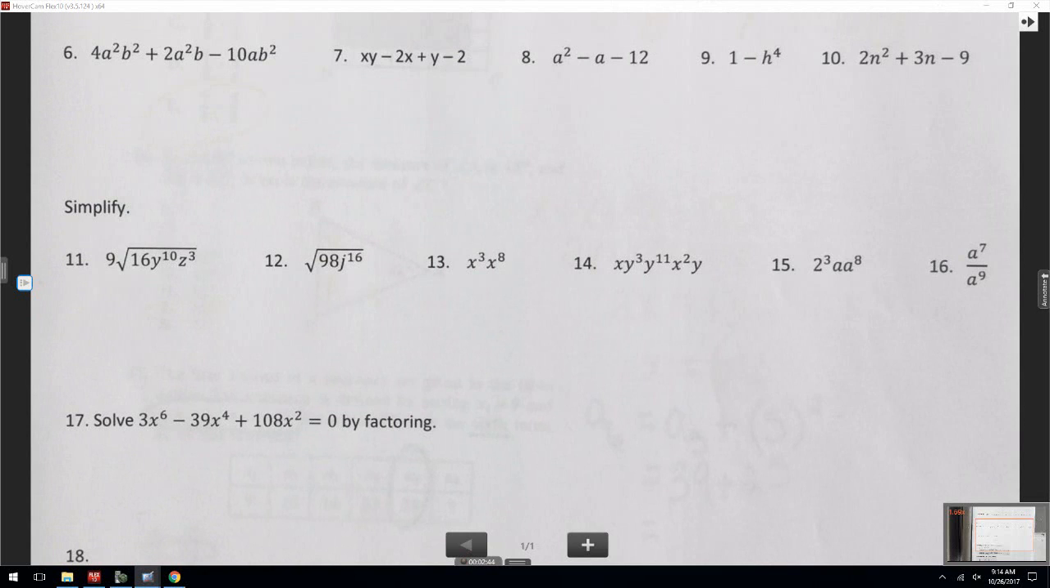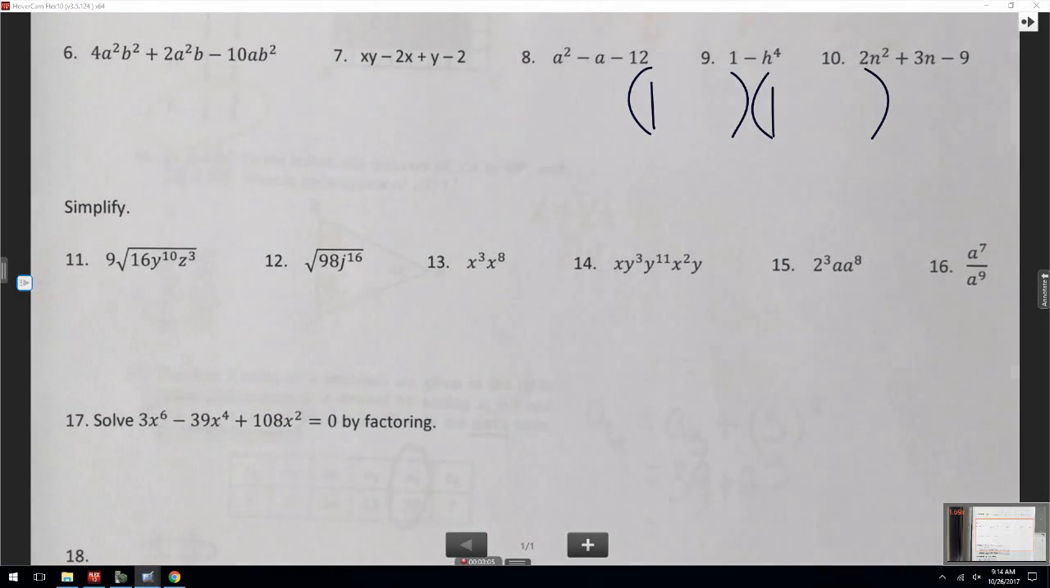Alright, number 9. How many terms does number 9 have? 2 terms. Do they have anything in common? Nope. But they're both perfect squares. There you go. Alright, 2 parentheses. How do you split up 1? What number times what number is 1? Alright, how many H's do you have? 4. How do you split those into 2 spots? H squared and H squared. And what kind of signs multiply to be a negative? Positive and negative.